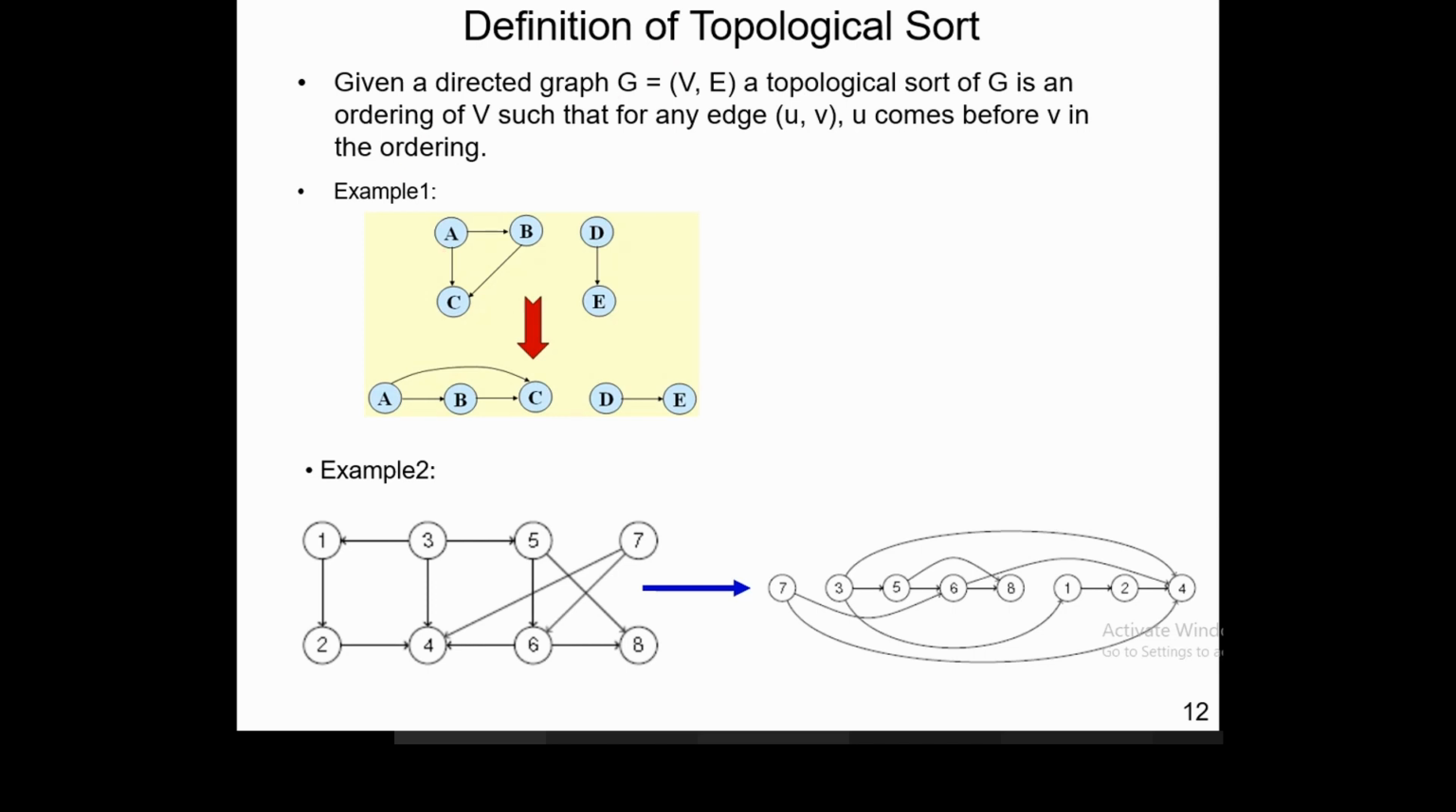Okay, so given a directed graph G = (V, E) of vertices and edges, a topological sort of G is an ordering of V such that for any edge (U, V), U comes before V in the ordering. This is the edge like (A, C), so A will come before C because C is dependent on A. So what we will do, we simply order the tasks in topological order and connect all the vertices with the edges as they are connected in the main DAG. This can be another example, where we have this particular DAG and this is its topological ordering. Now how is this ordering computed? We have an algorithm for this purpose.